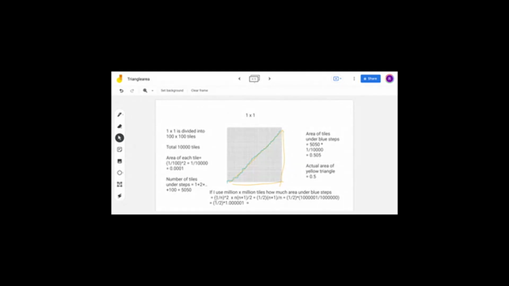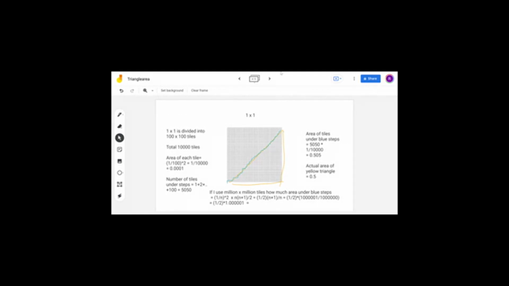Yes, sir. So this is 1 by n whole squared. This is the area of each tile. And which part is the number of tiles? Can someone tell me where the number of tiles is written in this equation? n(n plus 1) divided by 2, sir. Exactly. So this 1 by n whole squared times (n plus 1) by 2 is the area of all the tiles under that steps. Now tell me, if you simplify this, what do you get?